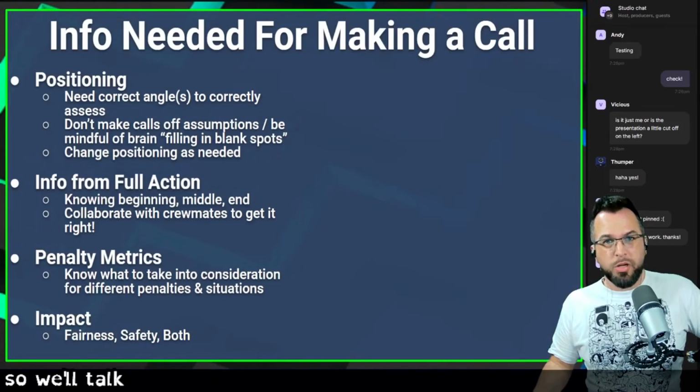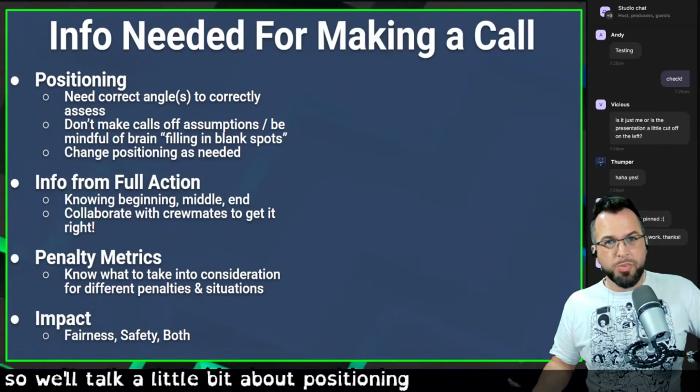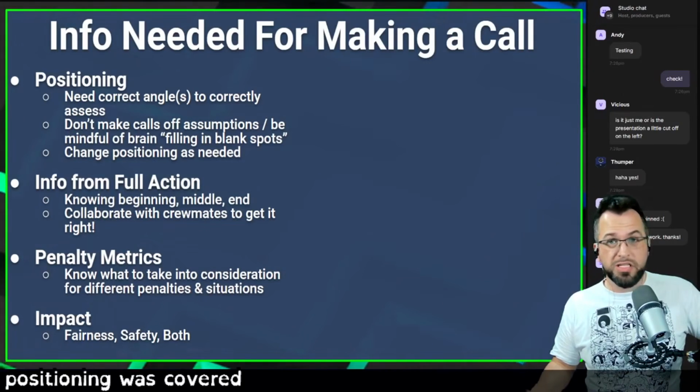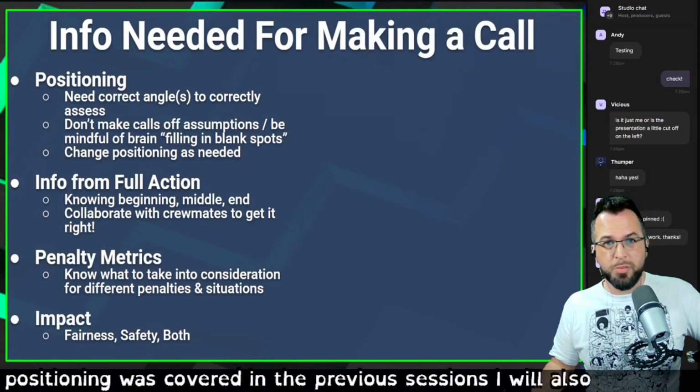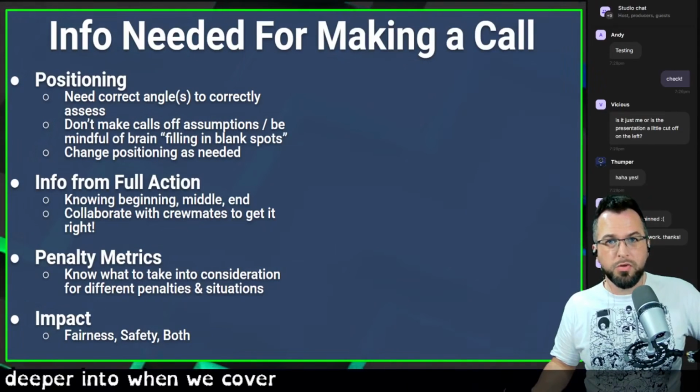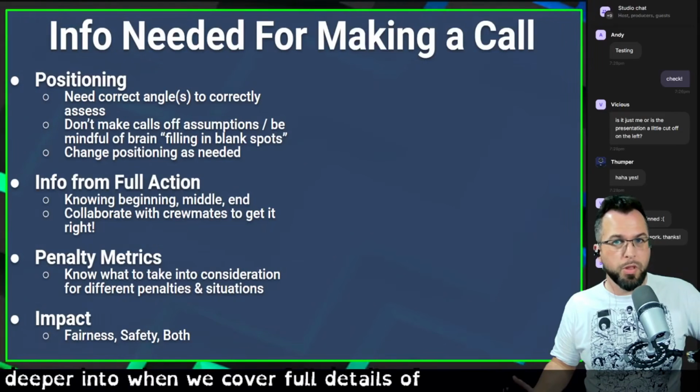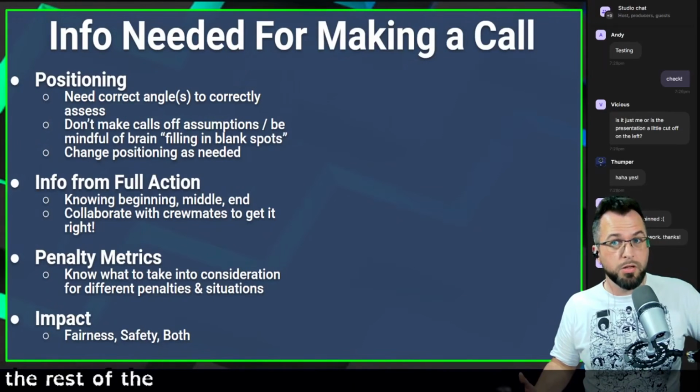So we'll talk a little bit about positioning per penalty. Some positioning was covered in the previous sessions. We'll also dive deeper into it when we cover full details of the rest of the penalties.